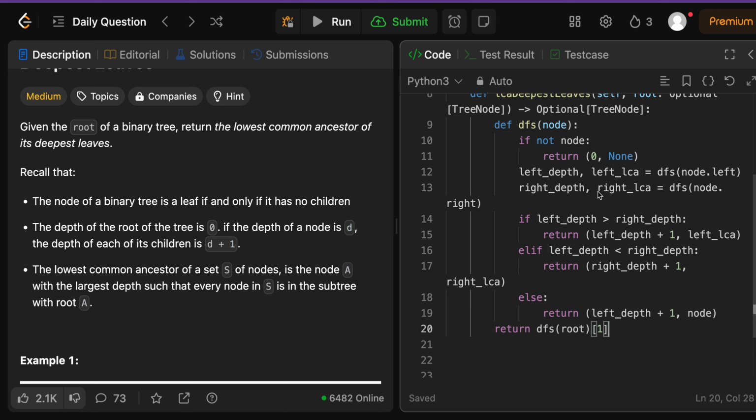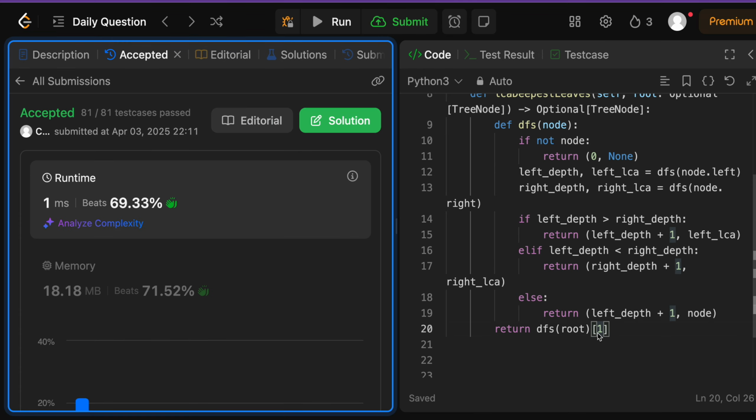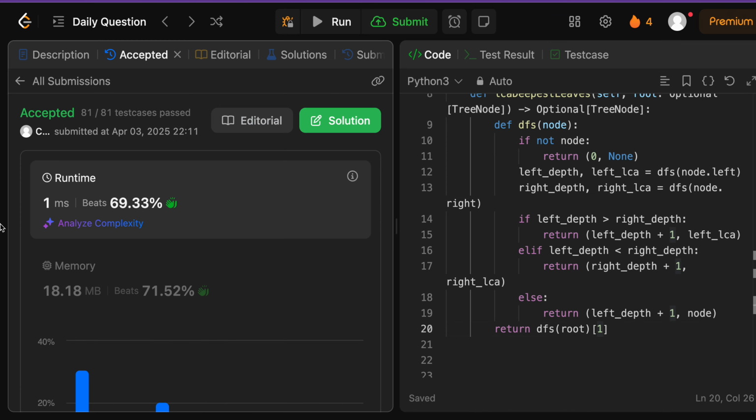So unless I made any syntax errors here, this should be accepted, and there should be a final accepted solution. So let's go ahead and double check that. And as you can see, this really is just about as efficient as you can get it to be. Kind of funny how it says exactly 1 millisecond.